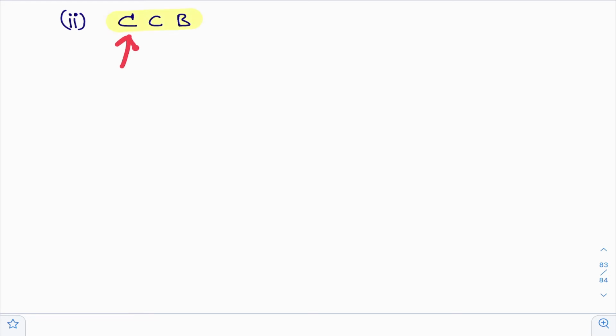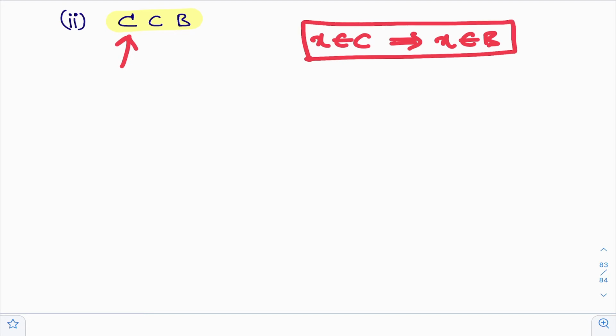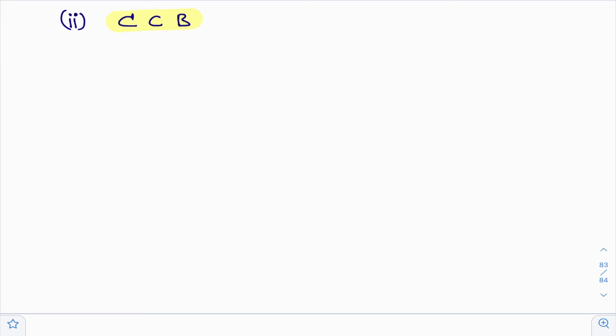First, I'll take one element in set C. X belongs to C, I'll take. In the process, I'll simplify and I'll get that X belongs to B. If I can prove this, then I can say that C is subset of B. Let X belongs to C. Start with X belongs to C. I take an X in set C. If X belongs to C, then definitely X belongs to A union C. Clear?